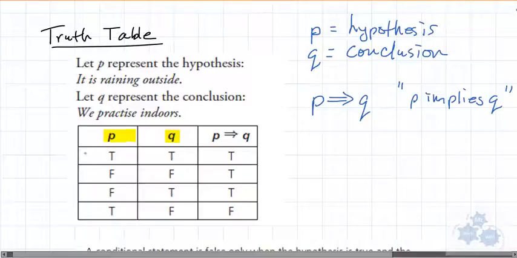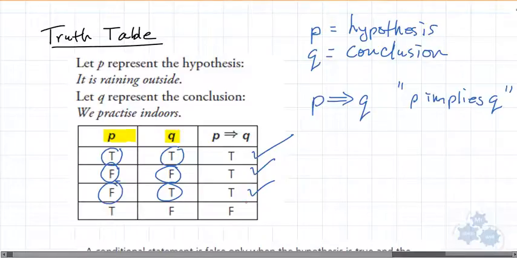Okay, so a little summary of what we did. Case 1, both are true, right? It's raining outside, so we practice indoors. The statement is true. If it's not raining outside, we practice outdoors. That is okay too. That is consistent with the original statement. The original statement is still valid. If it's not raining outside, but we practice indoors anyways, that is okay. That is consistent with the original statement.